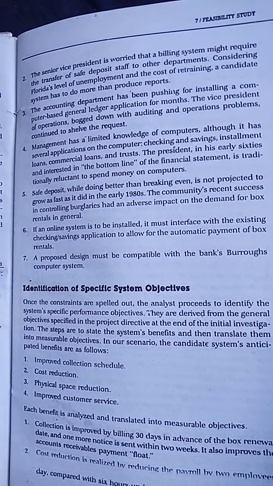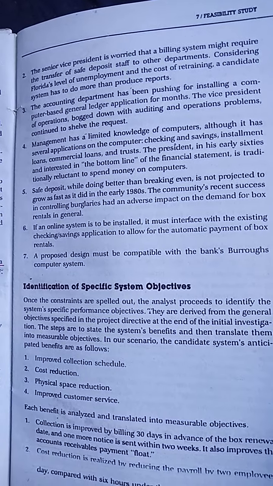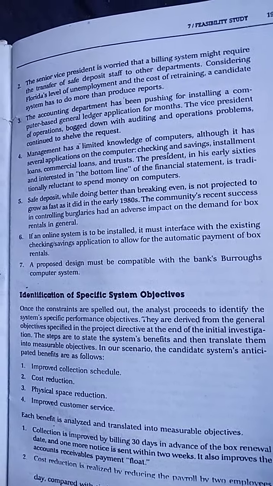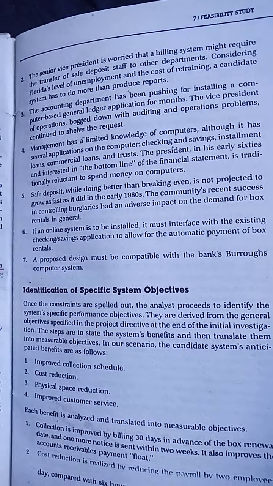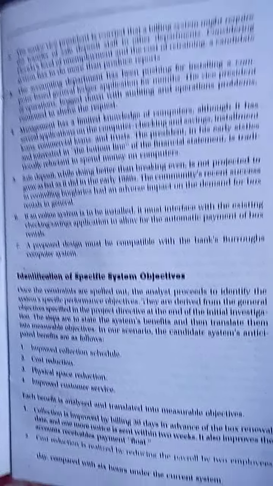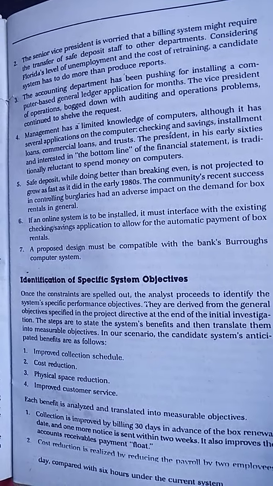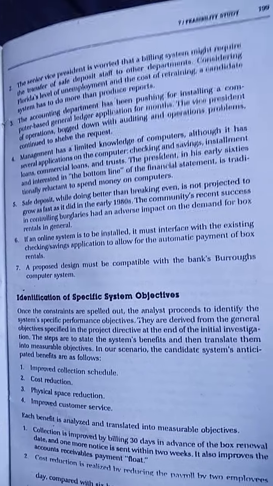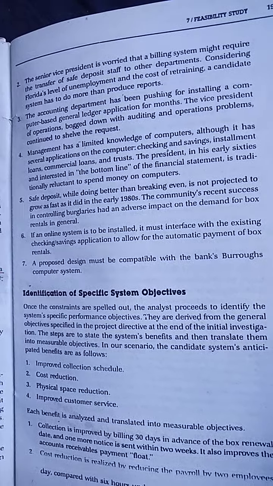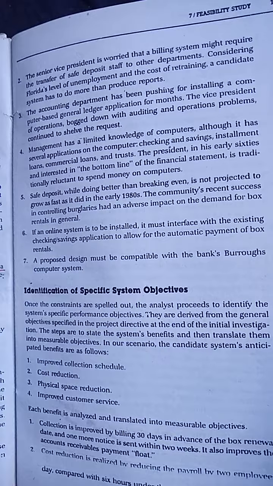The steps are to state the system benefits and then translate them into measurable objectives. In our scenario, the candidate system's benefits are as follows: improved collection schedule, cost reduction, physical space reduction, improved customer service.